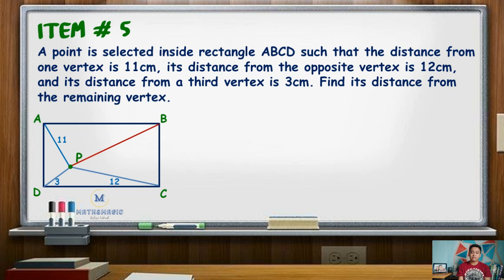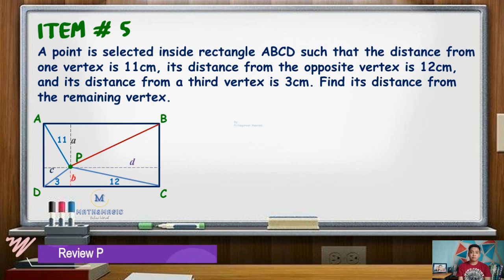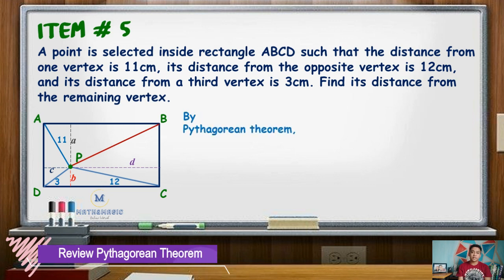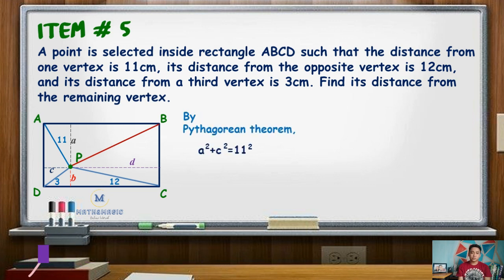First, we assume that A, B, C, and D be distances of P to the sides AB, CD, AD, and BC respectively. By Pythagorean theorem, we will have the following equations. A squared plus C squared be equal to 11 squared. B squared plus C squared be equal to 3 squared. B squared plus D squared, that is 12 squared. And A squared plus D squared, which is equal to BP squared.